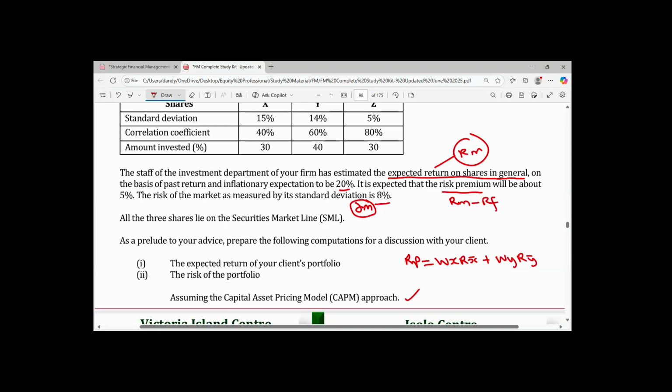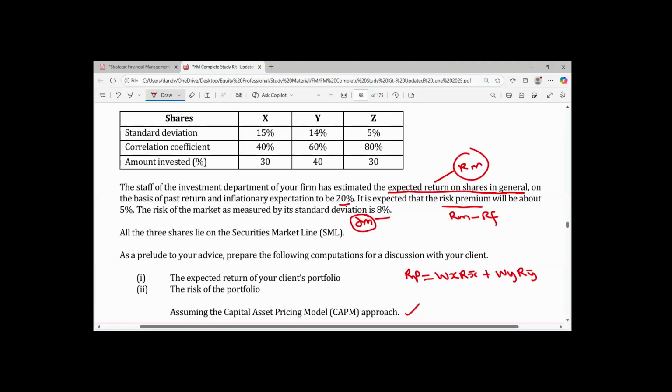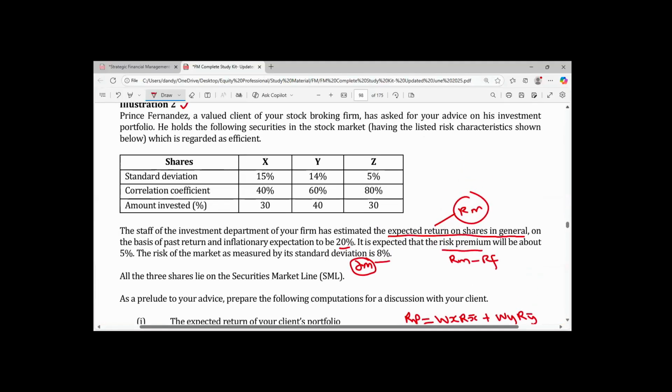And to calculate the return of individual security, you are supposed to calculate it using the capital asset pricing model, the CAPM formula, right? But the challenge now is that the beta that you are going to use to calculate your CAPM is not given. So you must be able to determine it. Therefore, to get the beta, you go to the question: what are the information given?